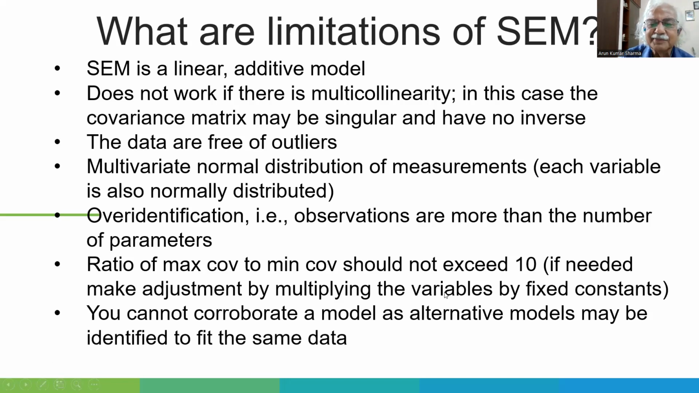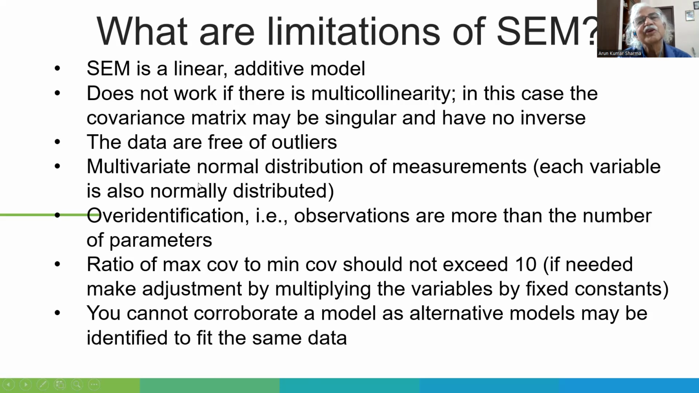There is over-identification, meaning observations are more than the number of parameters that you are estimating. Remember, the term observations refers to the number of variances and covariances. Then the ratio of maximum covariance to minimum covariance should not exceed 10. Check your variance-covariance matrix carefully. If there are some covariances which are too high and some too low, like one is 40 and another is 4, then be careful. You can still run SEM, but you multiply that variable which has a covariance of 4 by 10, so it will also have a higher covariance. You cannot corroborate a model.